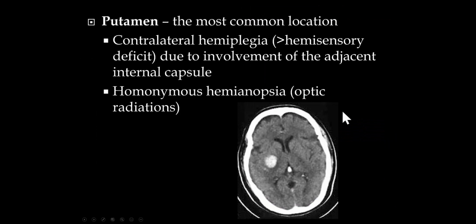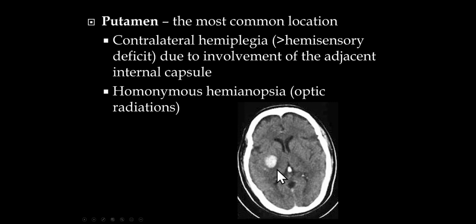So the most common location is in the putamen. So here's the internal capsule here on the left and on the right. And so notice that the hemorrhage is lateral to the internal capsule. So here's the putamen out here. And so this will compress the posterior limb of the internal capsule. So patients present with an acute contralateral hemiplegia and hemisensory loss.